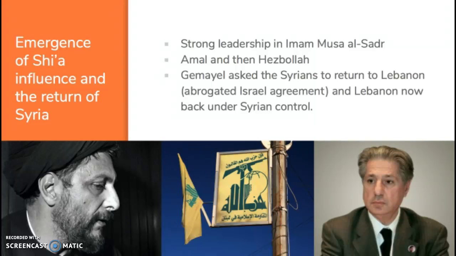Unable to reverse this decline in Christian influence and increasingly concerned about the rise of the Shia in Lebanon, Gemayel demonstrates all his flexibility by asking the Syrians back into Lebanon. They abrogate their arrangement with Israel, and Lebanon is now back under Syrian control.